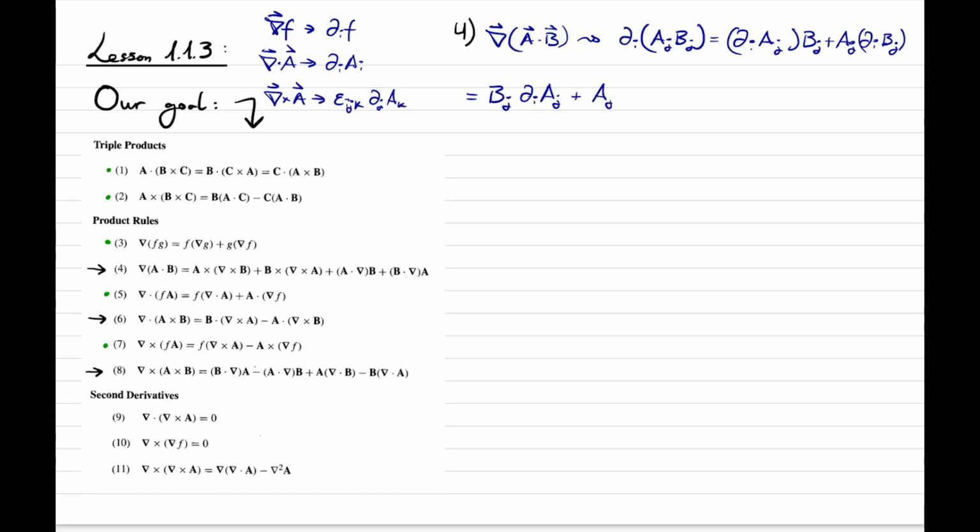And now we have, okay, so the trick here: I'm going to add, and also I'm going to take out the very same quantity. So for example, I'm going to add b_j del_j a_i, and then I'm going to subtract b_j del_j a_i. It's the same thing, okay? So this is like plus 0. Why do I do this?